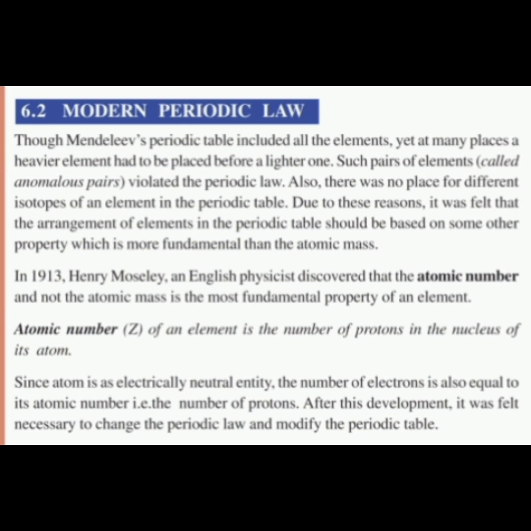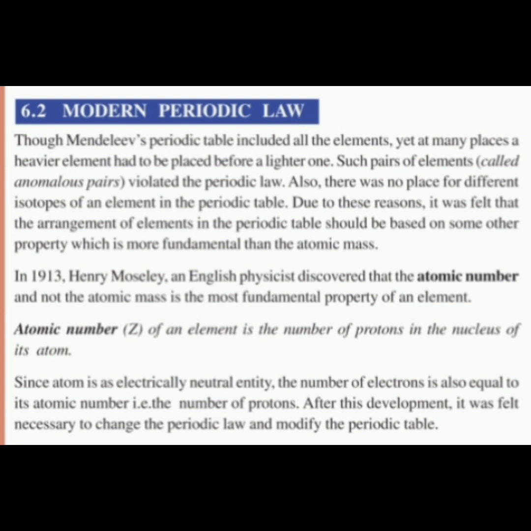So since an atom is an electrically neutral entity, the number of electrons is also equal to the atomic number, that is, the number of protons. So the atom consists of electrons and protons in a balanced, equal manner. Because of this only, they felt that the periodic table has to be modified.